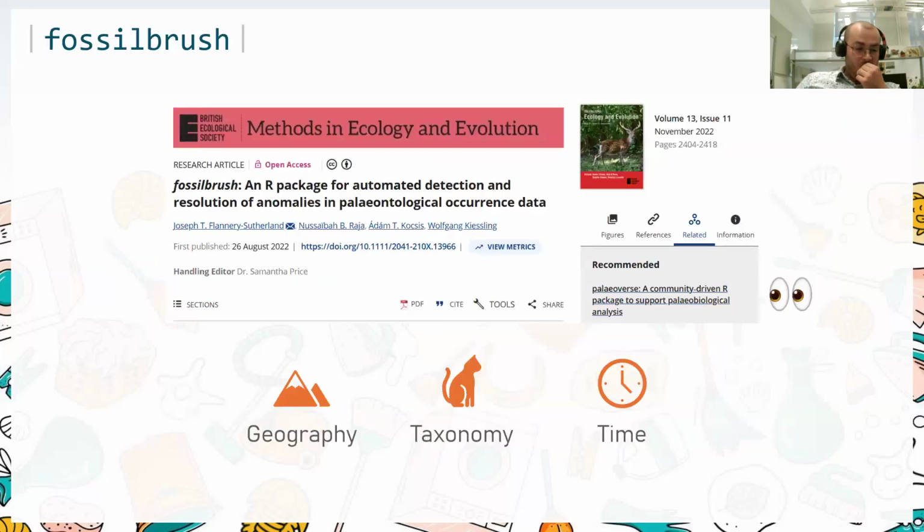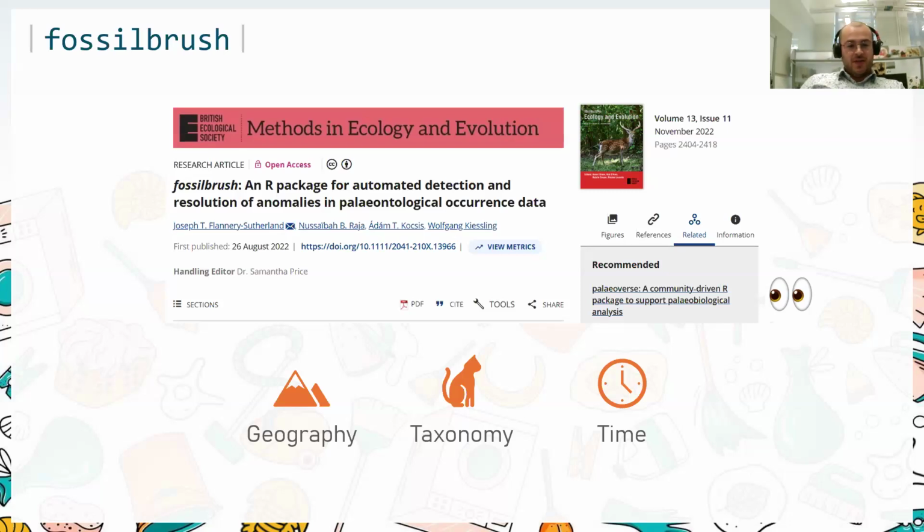And so the solutions were published in 2022 in the fossilbrush R package. And again, you'll note here that this is referring to the automated detection and resolution of anomalies in paleogeological occurrence data, not error. The errors are certainly anomalies, but again, without an exhaustive cleaning effort, you cannot say definitively if it is an error or not. Rather, we want to focus on anomaly detection and flagging primarily, rather than true resolution.